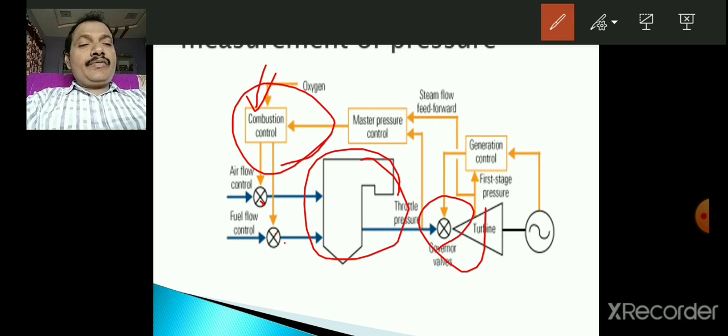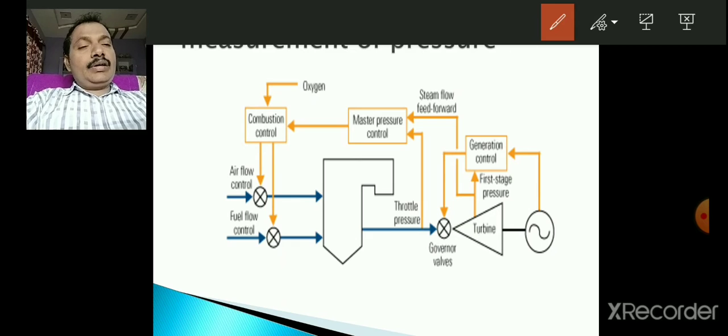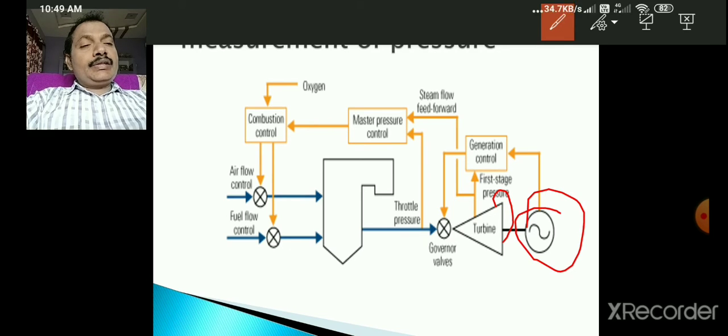To these governing valves, it will issue the flow of steam according to the steam pressure and according to the power generation. The governing valves will regulate the steam flow into the turbine section. So the steam flow is converted into mechanical energy in the turbine, and that mechanical energy is converted into electrical energy in the generator.